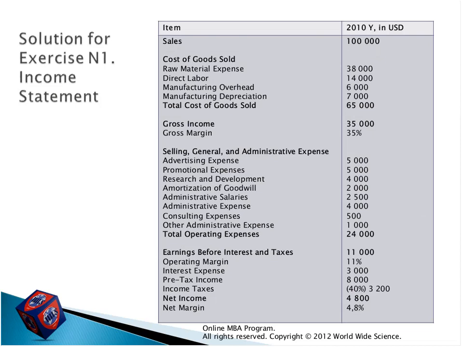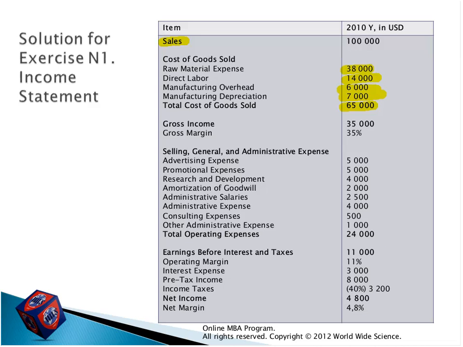The income statement is prepared for the year 2010 and comes with a net income of 4,800. Let's start from the beginning. We start from the sales or revenue item, right? Here the sales equal 100,000. Then we must reflect our total cost of goods sold. Total cost of goods sold is equal to 65,000, which includes the raw material expenses of 38,000, the direct labor of 14,000, the manufacturing overhead of 6,000, and the manufacturing depreciation of 7,000. So this is all the cost of goods sold.